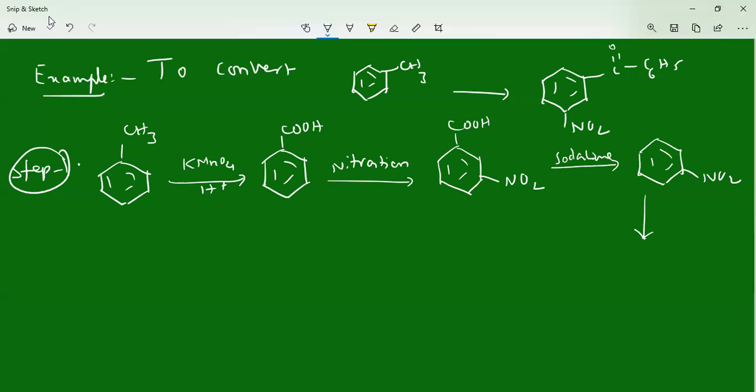Suppose if this is treated with benzoyl chloride, C6H5COCl, in the presence of anhydrous AlCl3, no reaction is going to take place. Why? Because the strongly deactivating NO2 on the benzene nucleus does not favor this acylation reaction.